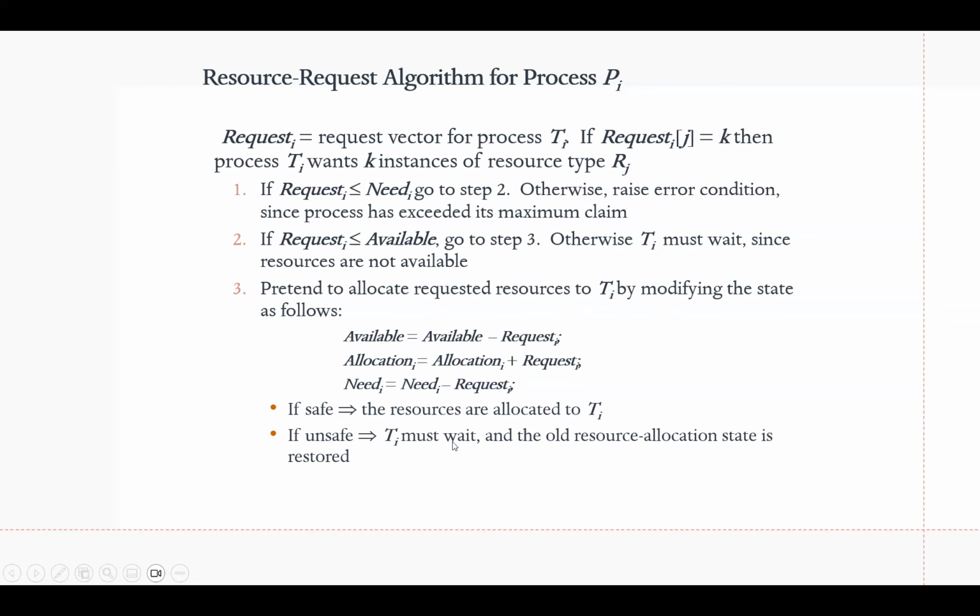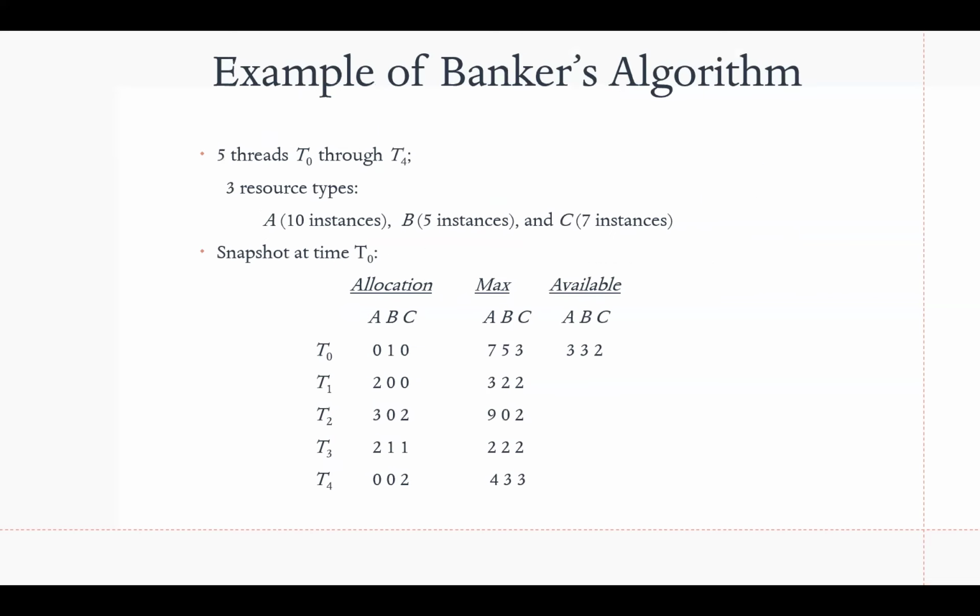Okay, so that is the resource request algorithm for any process. Whenever any process is requesting resources, it has to go through this particular algorithm. And the safety algorithm is there to check whether the system is in a safe state or unsafe state at any time. So these two sub-algorithms are there in the banker's algorithm, along with the four data structures that we have seen. Now we'll see one example of the banker's algorithm.